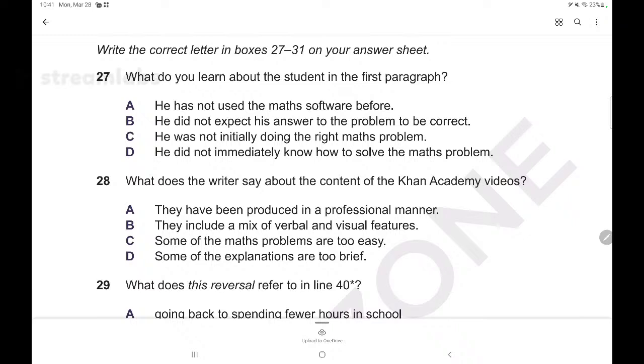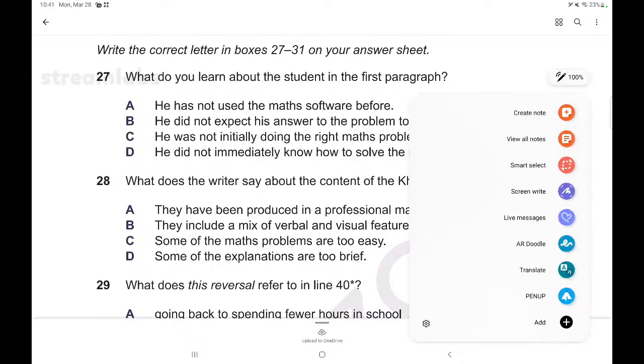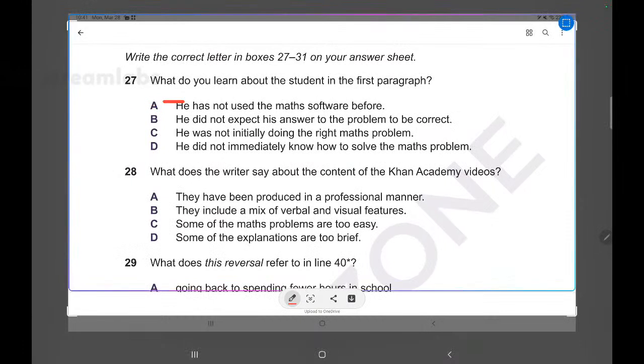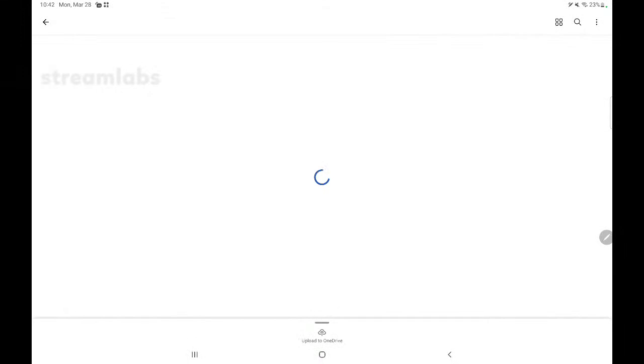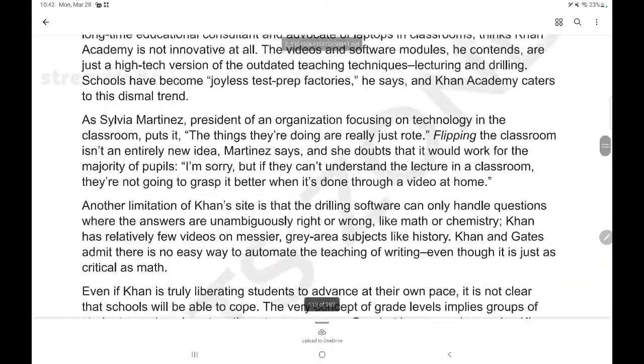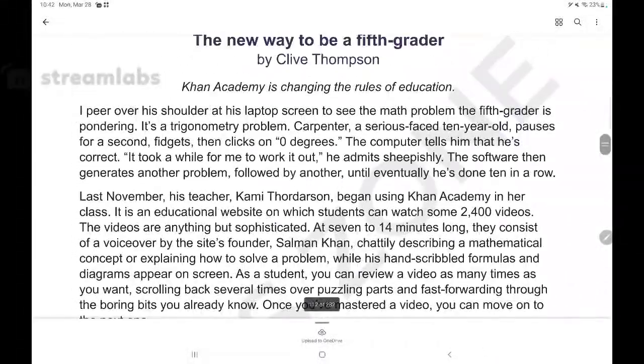So just because of the elimination method, we crossed out A, B, C. Obviously D is correct. Why? He did not immediately know how to solve the maths problem. I think that's the same thing the text said, because the text said he didn't work it out, it took a while for me to solve the math problem. So I think it matches.